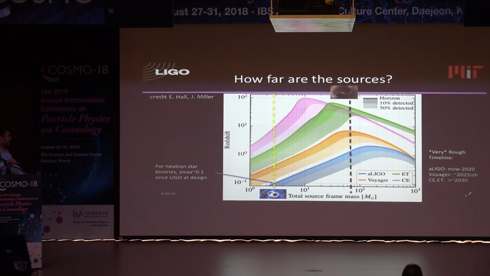And here there is a very rough timeline. You should not take this too seriously at this stage. But the point I want to make with this plot is that even once advanced LIGO is at design sensitivity in 2 or 3 years, we will see neutron star binaries at most at z of 0.1-ish. On the other hand, when we have this third generation or these future detectors, we can see neutron star binaries to redshift of order of unity. So it will be, of course, much more interesting if you want to go after the dark energy equation of state and such.